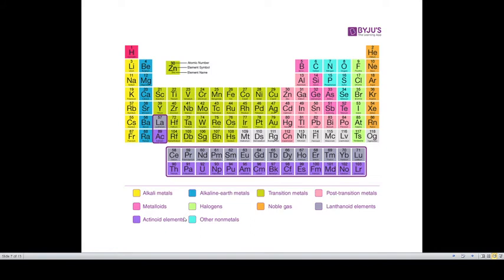So this is Moseley's periodic law, the modern periodic table which we are considering till now, and it is the successful table which we are still studying.